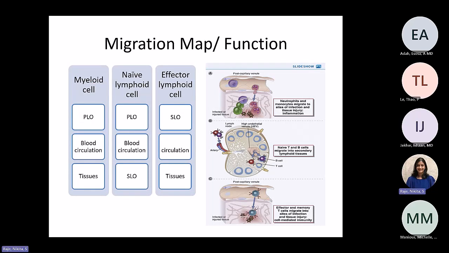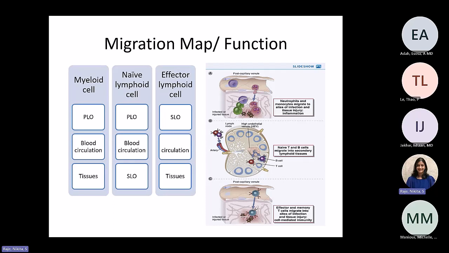So where do these leukocytes move from one place to another? And it depends on the particular type of cell. So if it's a myeloid cell, it's produced in the primary lymphoid organ, but then it moves to blood circulation from the site of production, which is bone marrow, to the blood circulation, and from there it can go into the tissues when needed. Those are the sites where you'll find the myeloid cells.